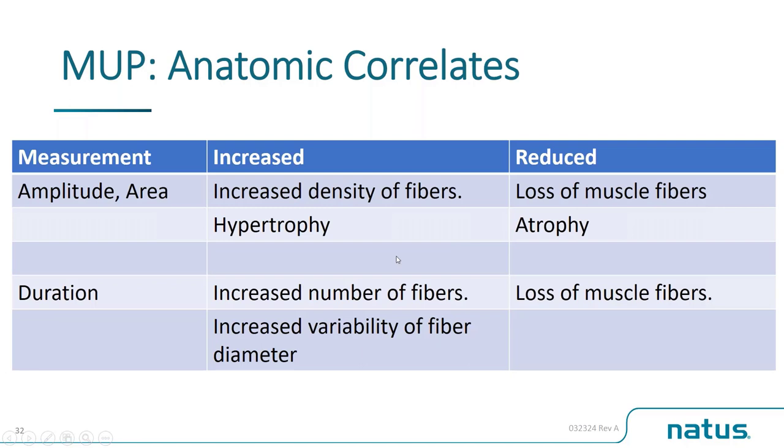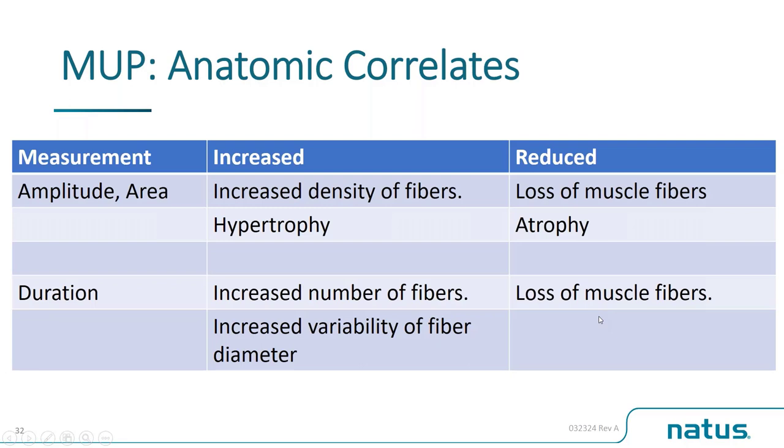Duration is most useful for differential diagnosis. It will be increased when there are more fibers in the motor unit because of reinnervation. It can also increase due to increased variability of fiber diameter, but this also makes the waveforms complex. Duration is reduced because of loss of muscle fibers as seen in myopathy.